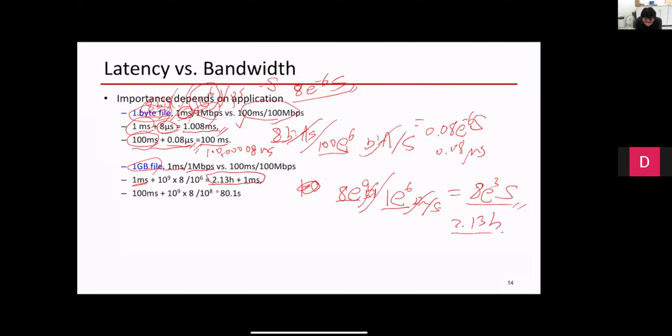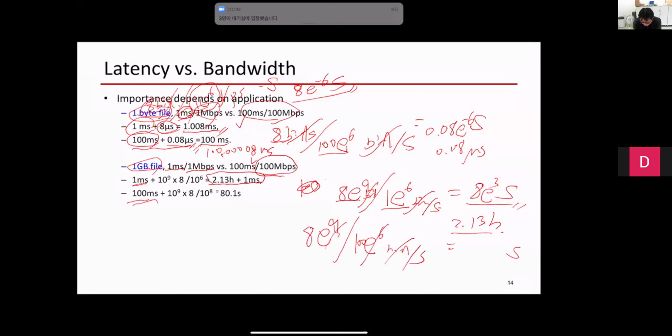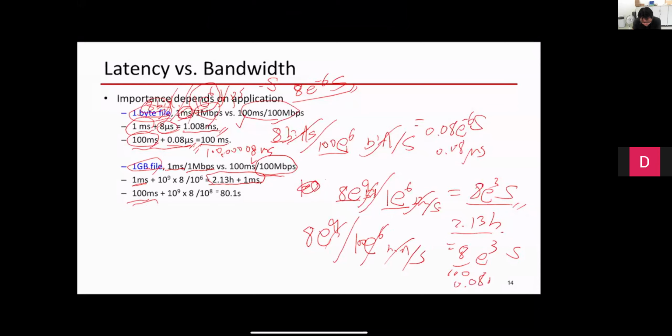Then it will be 2.13 hours and 1 millisecond. And network B takes latency, and 8e9 divided by the given network, 200e6 bits per second. Therefore, it is 0.08 kilosecond, plus 100 millisecond, right? So 80 seconds plus 100 millisecond is 80.1 seconds. Okay, so B took longer. So if I'm sending a bigger file, I have to choose network B.